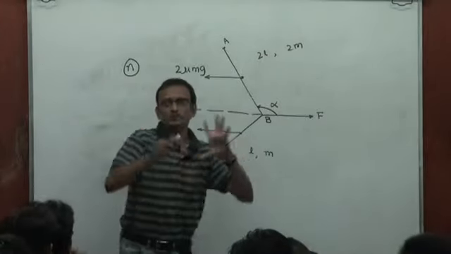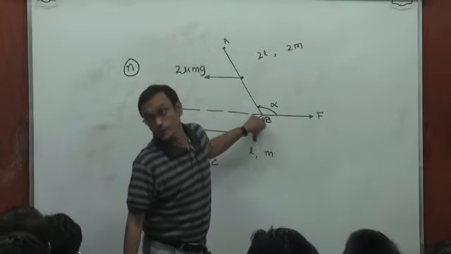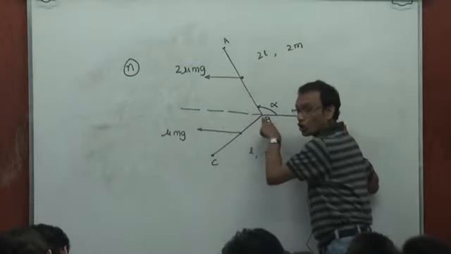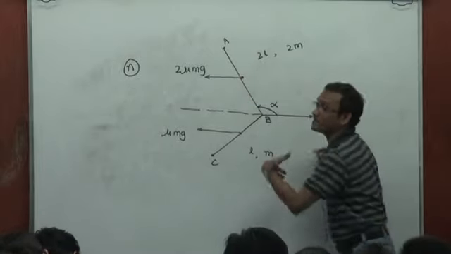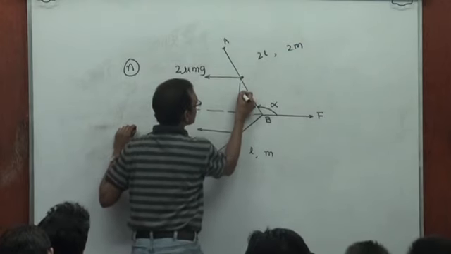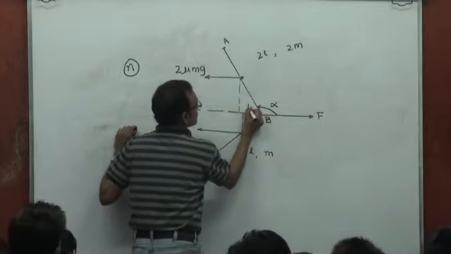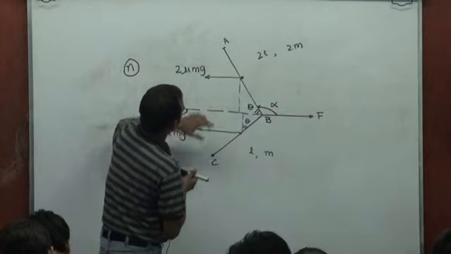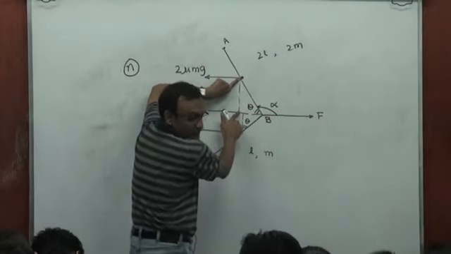Since this L-shaped structure is not getting reoriented, the net torque about B must be 0. F produces no torque about B. So the torque because of 2 mu mg and mu mg about B must be 0, right? So this angle is theta. This will be theta. Now this length is L. So this length is L sine theta.